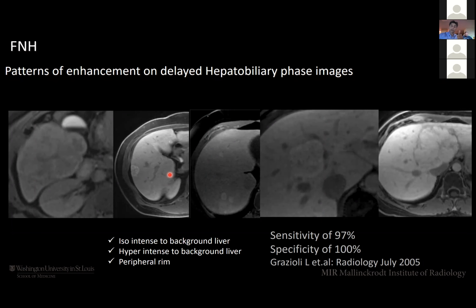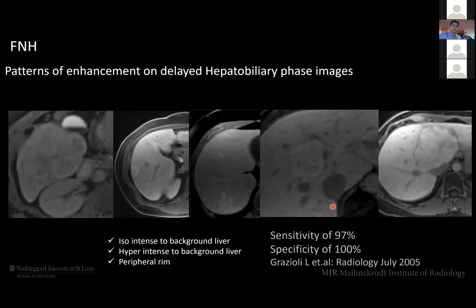That is indeed a pattern of enhancement for FNH. Number 2 is that there is a hyperintense rim. There is a hyperintense rim where the center is looking slightly hypointense, but the rim is hyperintense. And you can see that here, there's more of a hyperintense rim. And the third is the background liver.